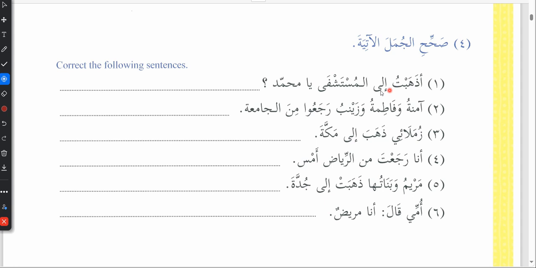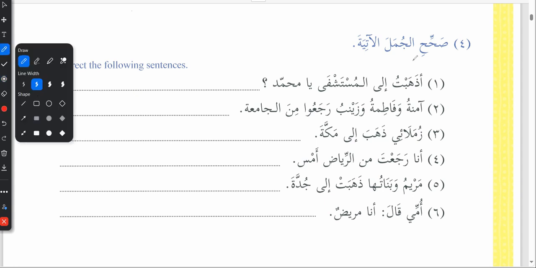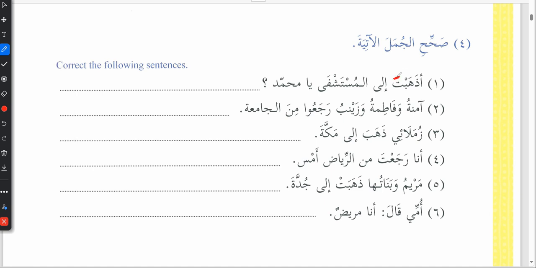So you are asking and you are mukhatib to whom, and how do you know that you are mukhatib to a certain person? The harf nida here tells you that you are mukhatib to Muhammad, single male. So you will use from the mukhatib group. What is the damir for the single male? It's the ta. So you will use ذهبت إلى المستشفى يا محمد. So this is how you're going to correct the sentences.